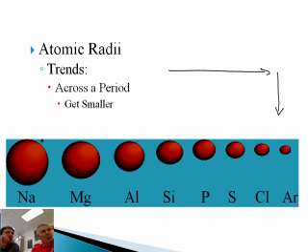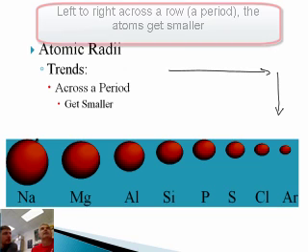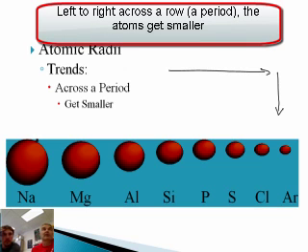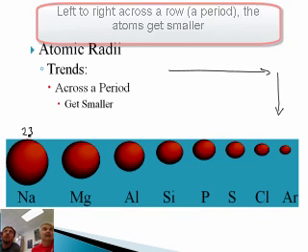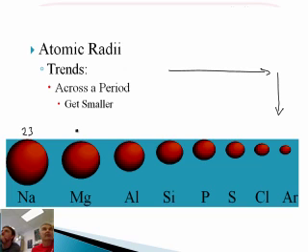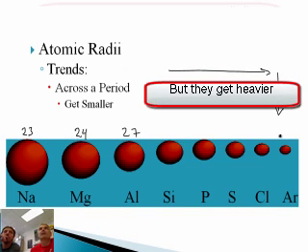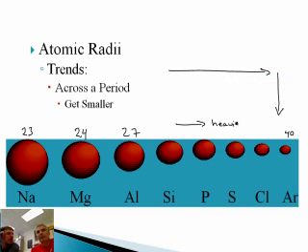Now, that's weird, because if I'm looking across, from left to right, sodium has a mass of 23, magnesium is 24, aluminum is 27, and you go all the way across to argon, which is about 40. So they get heavier as you go across. But they get smaller. That's weird. Okay, that's what happens. Let's learn about that.